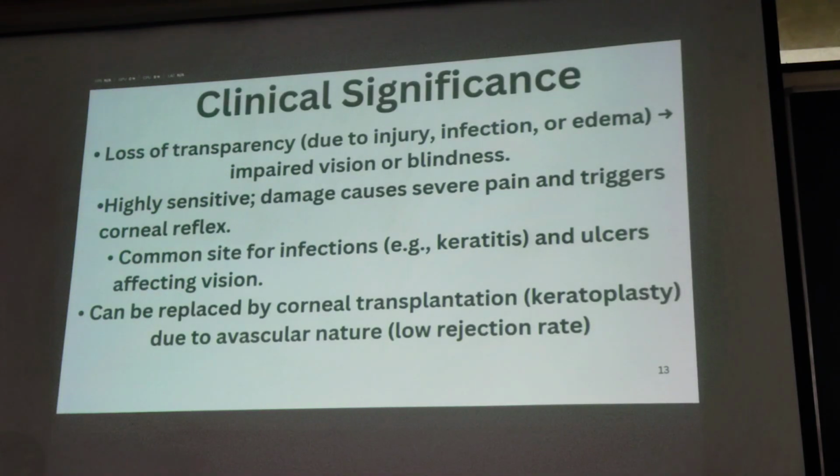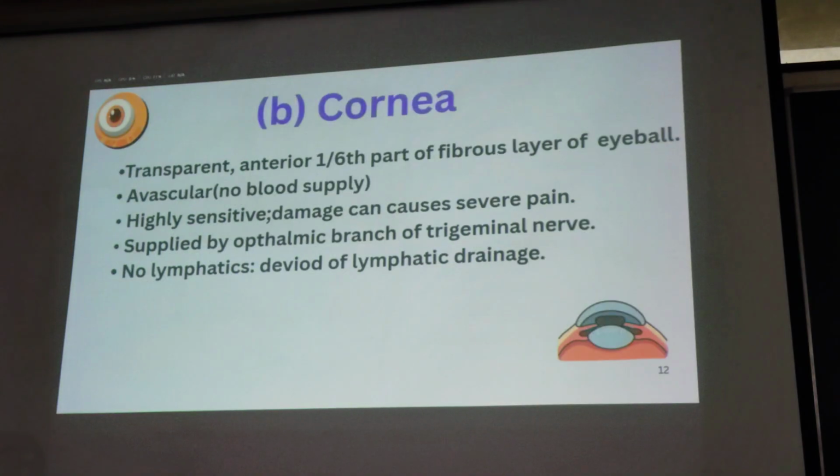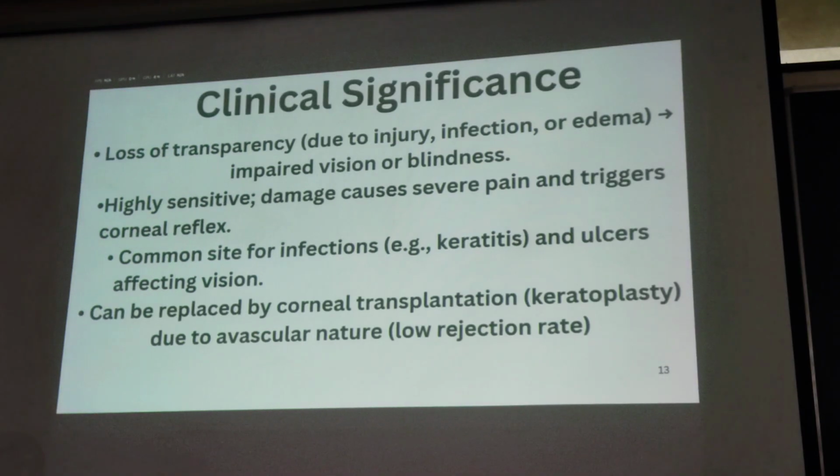Now let's talk about clinical significance of cornea. Loss of transparency due to any injuries, inflammation, or edema results in impaired vision or blindness.